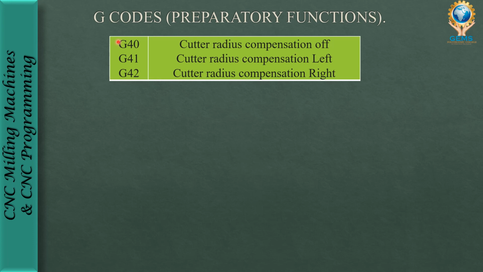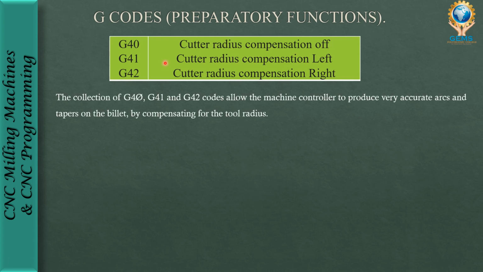Now let's see about G40, G41, G42. G40 represents cutter radius compensation off, G41 represents cutter radius compensation left, and G42 represents cutter radius compensation right. The collection of G40, G41, G42 codes allows the machine controller to produce very accurate arcs and tapers on the billet by compensating for the tool radius.